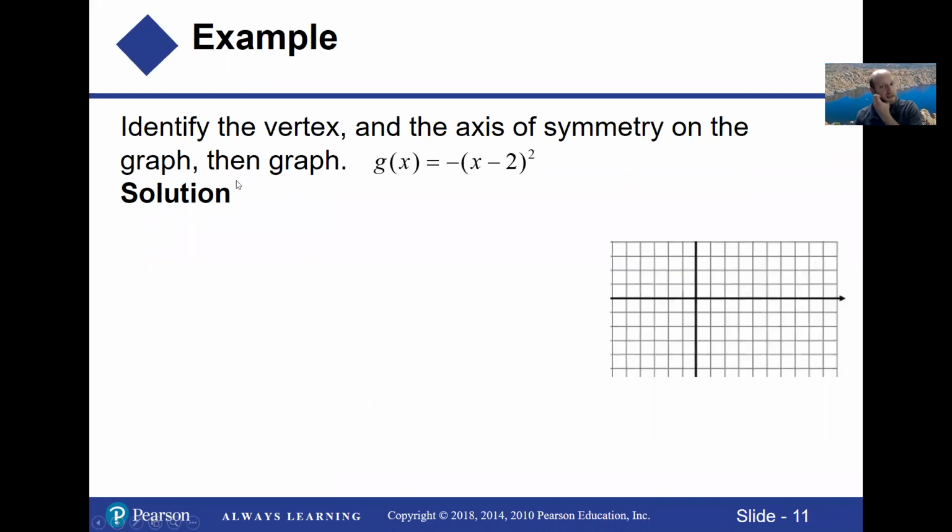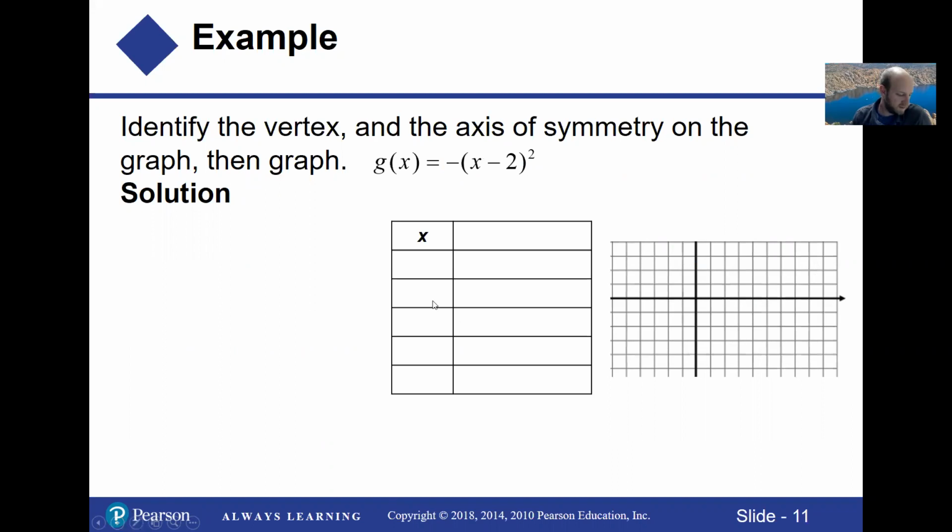Let's do another example. Identify the vertex and the axis of symmetry on the graph, and then graph. Again, you can make a table, but you don't necessarily have to. I just want you to know how to do this, maybe for your homework. So, you have your x value.